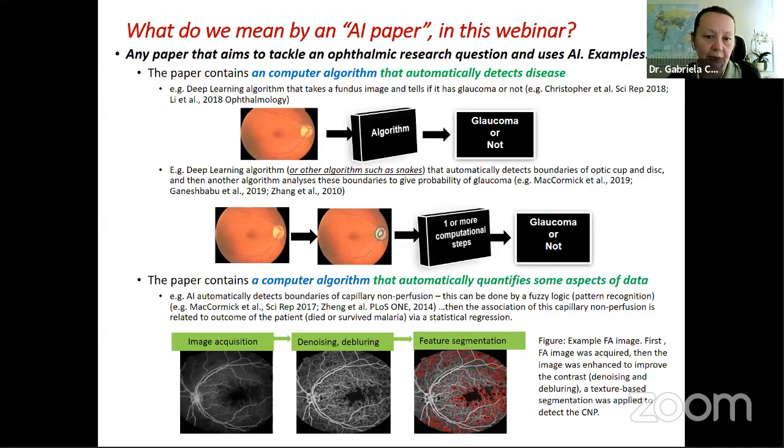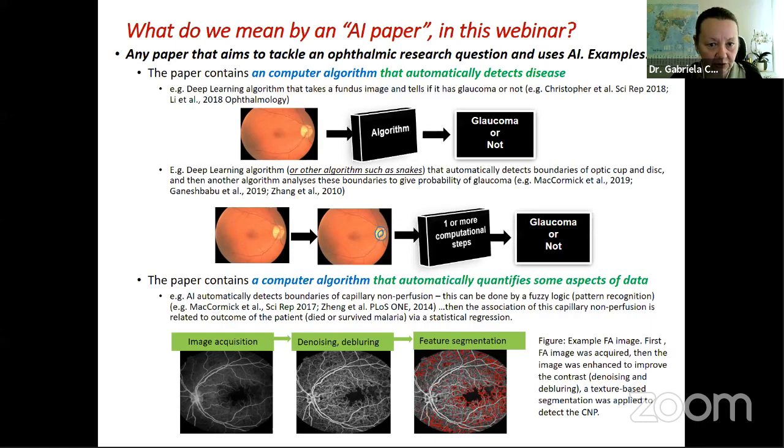Or it can be a paper that contains a computer algorithm that automatically quantifies some aspects of the ophthalmic data. So here is an example. We looked into capillary non-perfusion in fluorescein angiography photography in children who have malarial retinopathy. And there was a computer algorithm which would take the image, which is here, the FA image, the fluorescein angiography. This algorithm will use some mathematical principle to denoise the image and deblur it to make the features, the vessels, more visible and distinct.